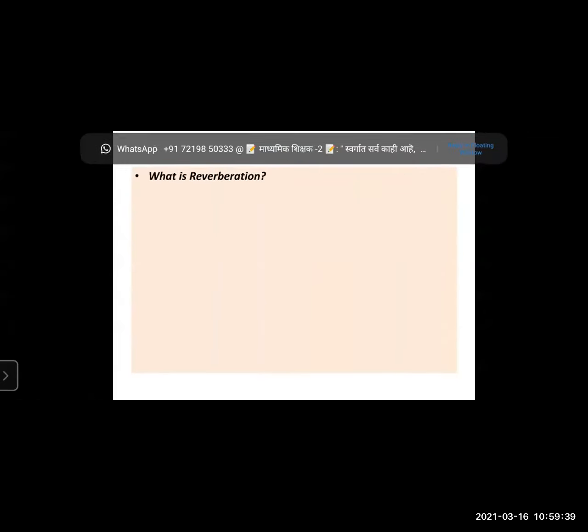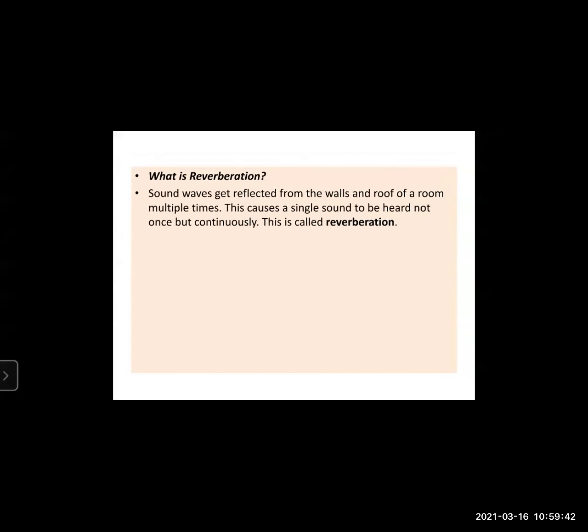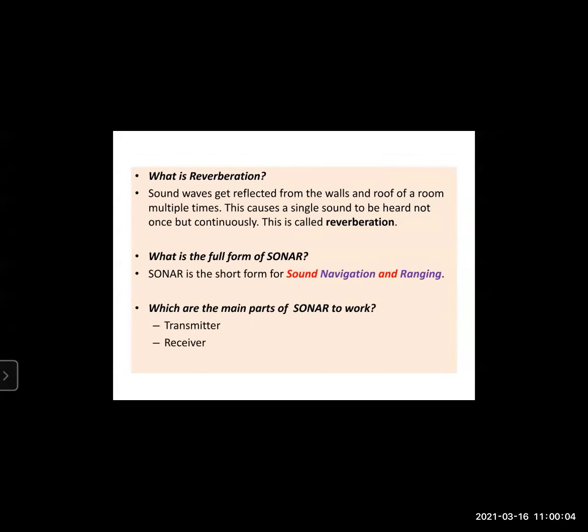Now, what is reverberation? Shortly, the sound waves get reflected from the walls and roofs of the room multiple times, and this causes a single sound to be heard not once but continuously, and this is called reverberation. Next, what is the full form of sonar? The full form of sonar is sound navigation and ranging. Which are the two main parts of the sonar? First is a transmitter and second is a receiver. Now moving on to the next, sonography.